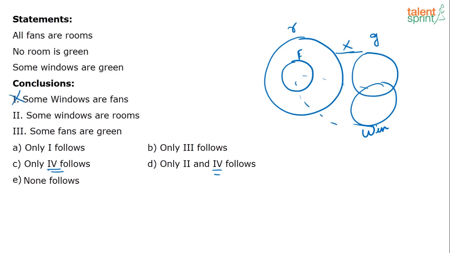We are not sure. Now next one, some windows are rooms. Again that's also not definite, right? So there can be some overlapping here like this. Again we are not sure, so it's not a definite conclusion. That also doesn't follow. Some fans are green. Definitely some fans are not green, because why? See, no rooms are green, that we know for sure, and fans come under room, so definitely no fan will be green. So this conclusion also does not follow. So the answer here should be all three don't follow, or none follow.